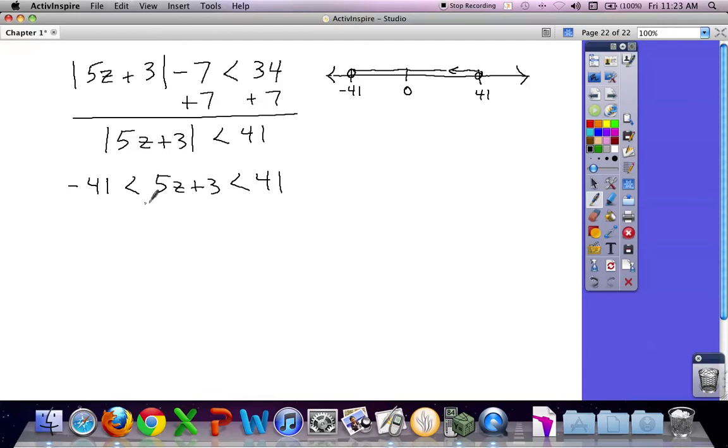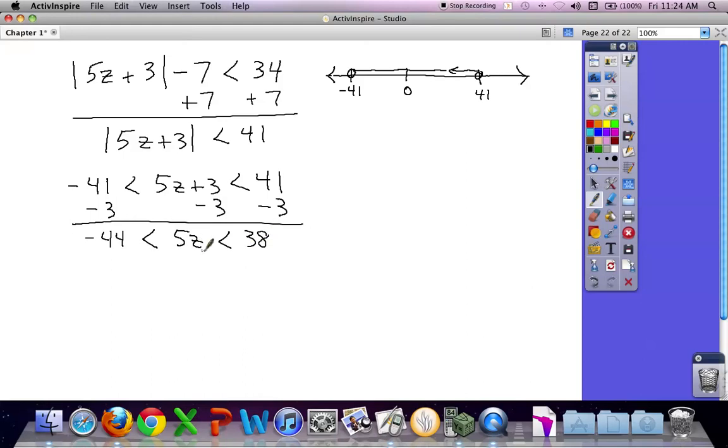So to solve a three-part inequality, you need to isolate the variable, in this case z, in the middle of the inequality. Right? This z is being multiplied times 5, and 3 is being added to the term. So the first step is I'm going to subtract 3 to isolate z. Now, I need to do the same thing to all three parts of the inequality. Since it's a three-part inequality, I've got to subtract 3 from all three parts. So this is negative 44 is less than 5z is less than 38.